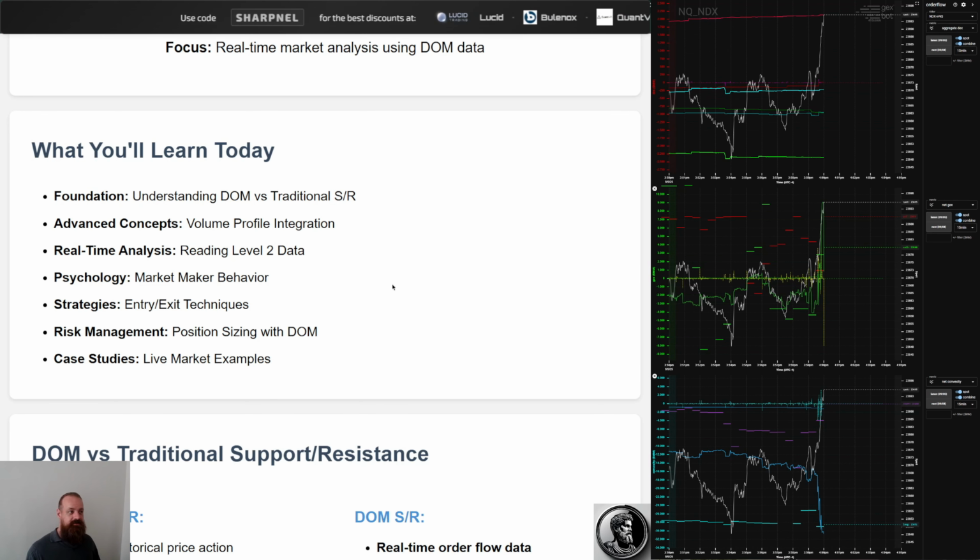I made a little presentation to make it a bit simpler, and I think it's handy. Today our foundation is understanding the DOM versus the traditional support and resistance. We are going to talk about volume profile integration and reading level 2 data accurately. And that's what I was talking about: all these numbers, and you have no idea what it is. I'll explain what it is. The psychology, the market maker behavior. And by this, I mean the patterns that we can spot.